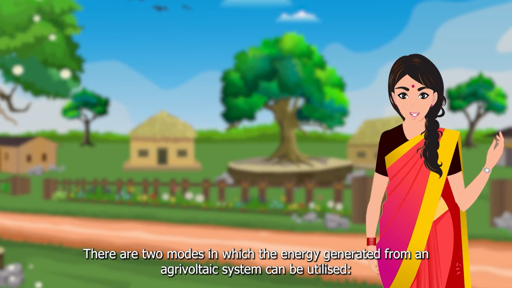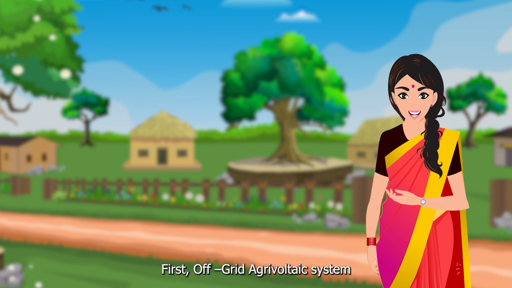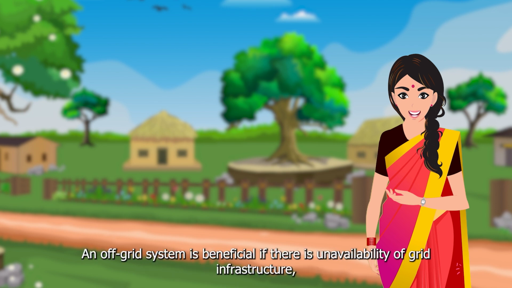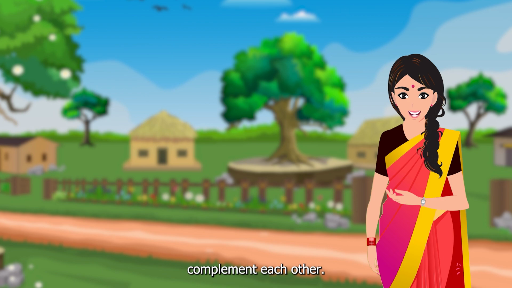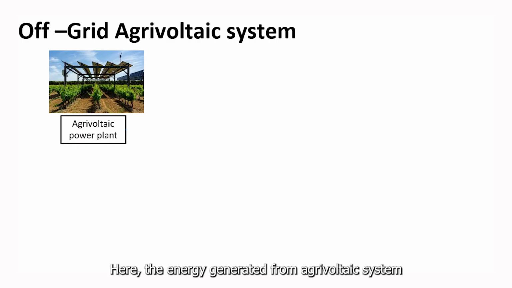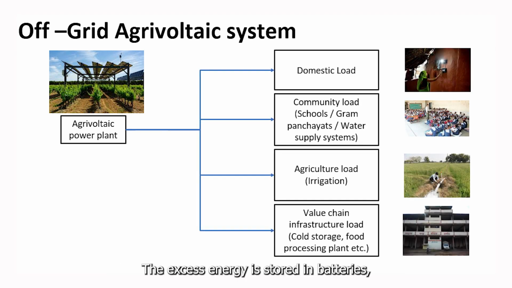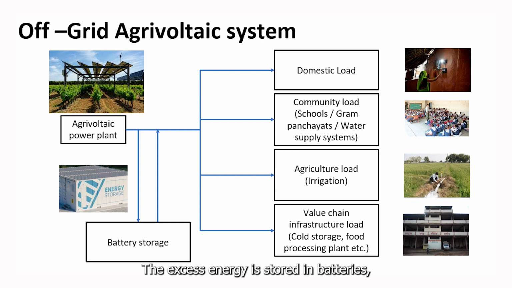There are two modes in which the energy generated from an agrivoltaic system can be utilized. First, off-grid agrivoltaic system. Second, grid-connected agrivoltaic system. An off-grid system is beneficial if there is unavailability of grid infrastructure and the local load and power generation from agrivoltaic system complement each other. Here, the energy generated from the agrivoltaic system can be used for local energy needs. The excess energy is stored in batteries, which can be used for powering loads during the night.